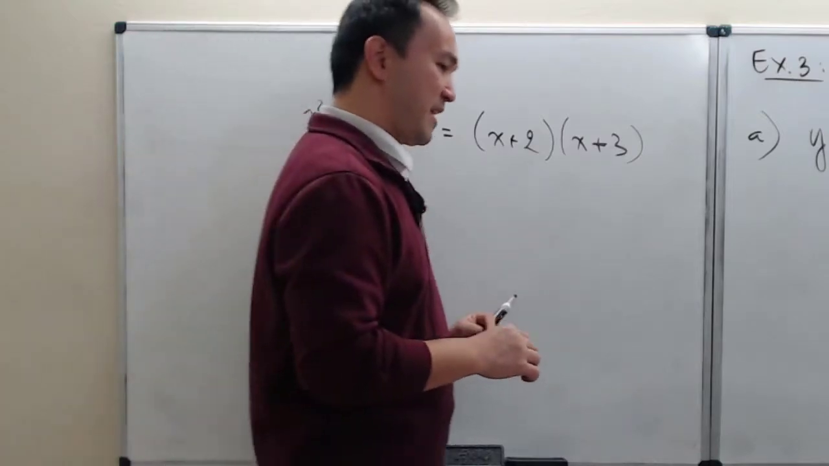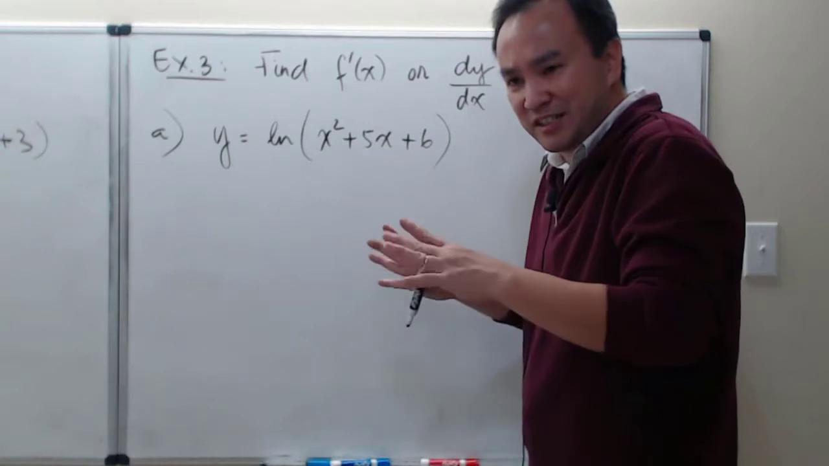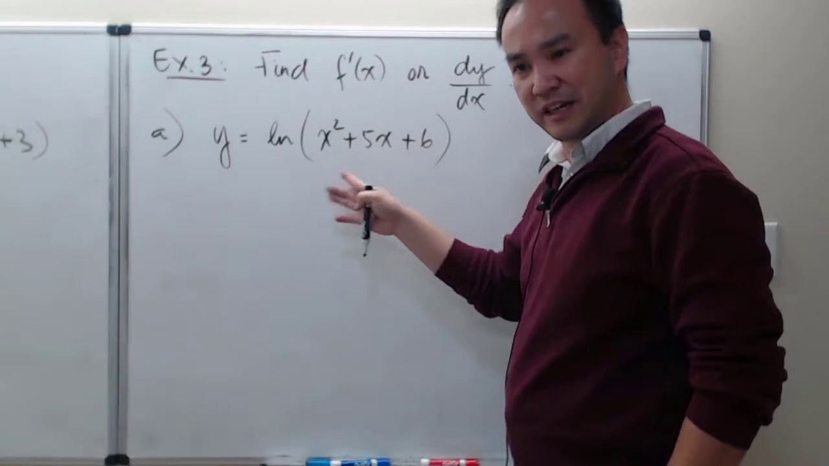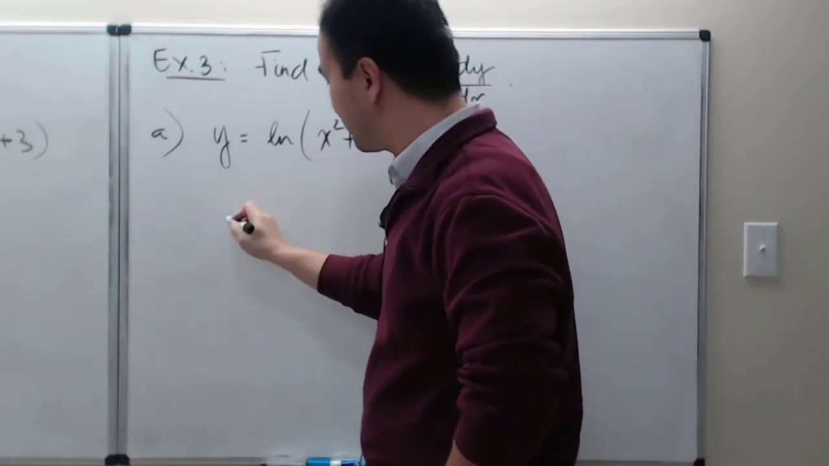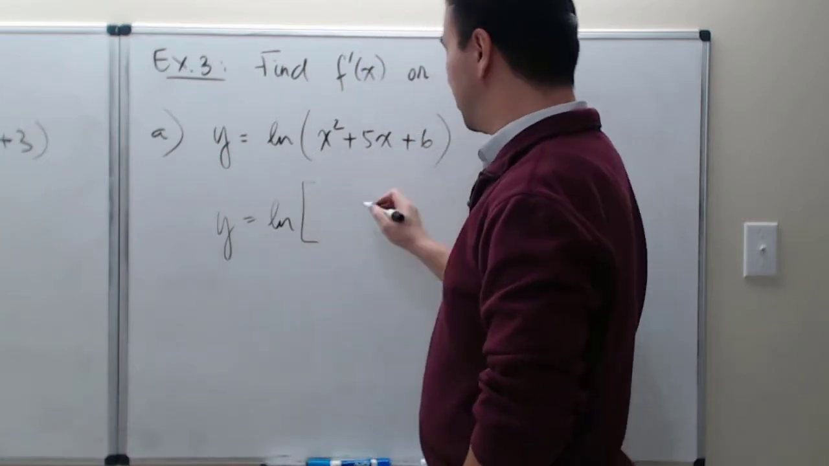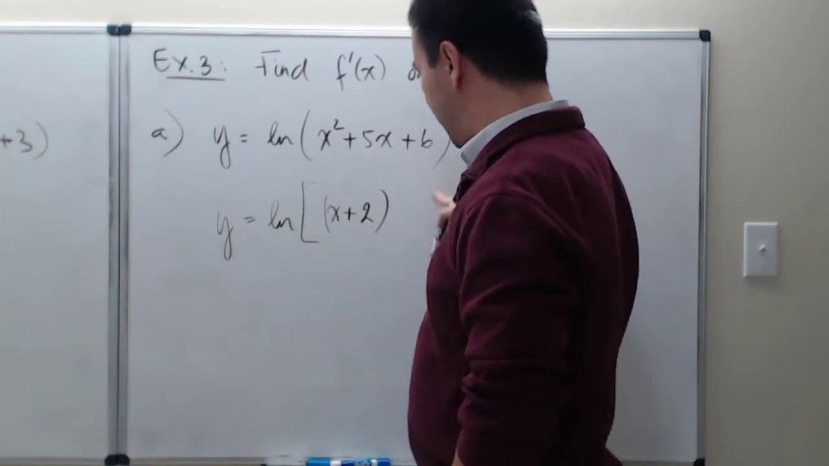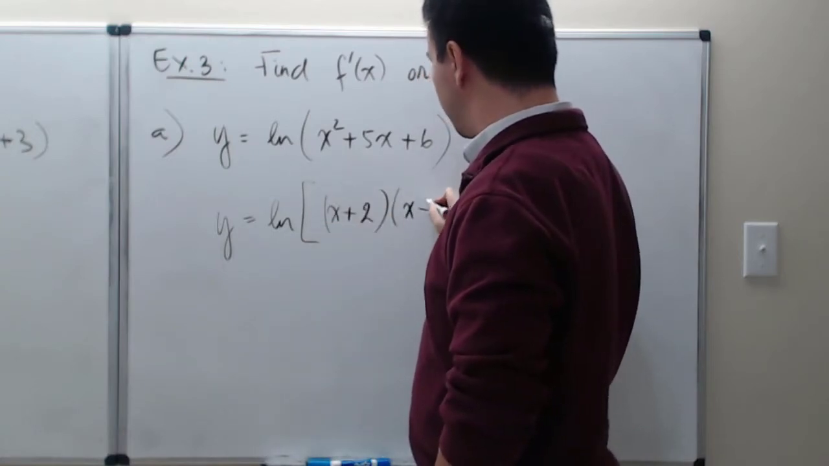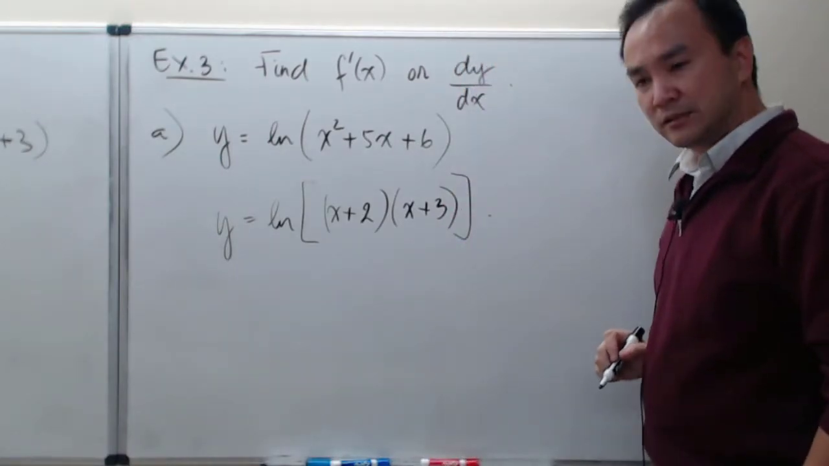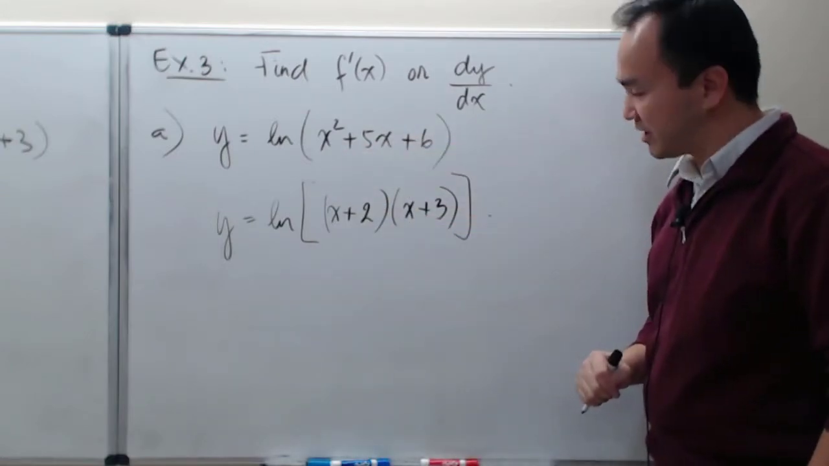So now, how is that useful in our problem here? And I'm not talking about taking the derivative or anything like that yet. I'm just manipulating or playing around with the algebra of our expression here, of our function. So now, I can rewrite my natural log, or my logarithm, as the logarithm of, and the inside becomes a product of x plus 2 and x plus 3. Okay. So that's a different way of looking at my expression right here, at my function.